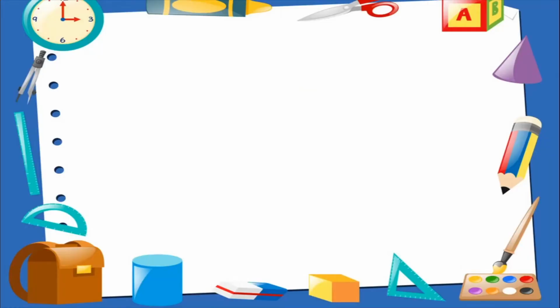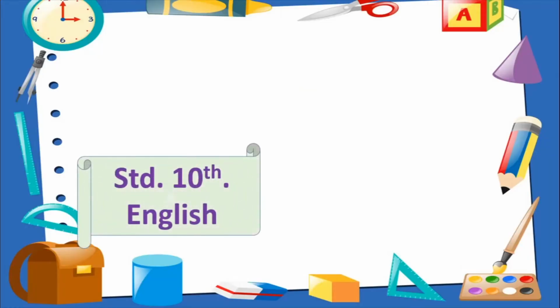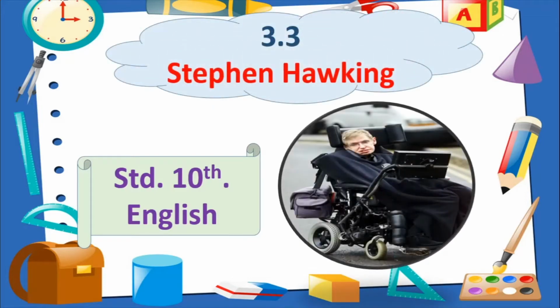So children, let us start with another lesson in English, which will be of standard 10th, but this is not a new lesson, children. This is a lesson that we have been doing last time. That is lesson number 3.3, Stephen Hawking. Now, in this particular lesson, we are going to talk about the second part of the lesson in your textbook. So this will be part 2.